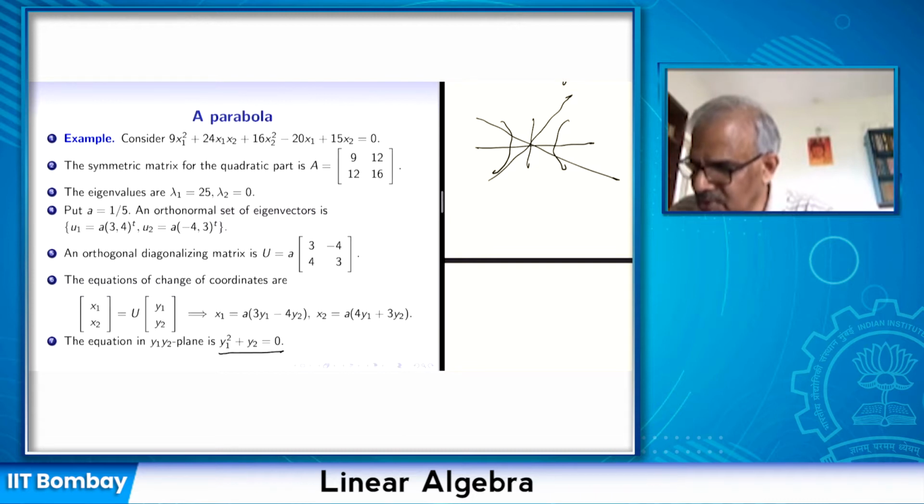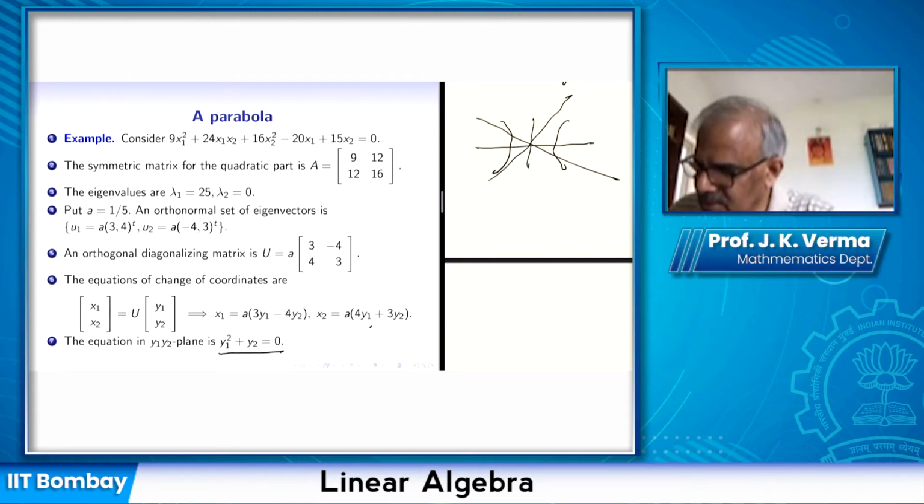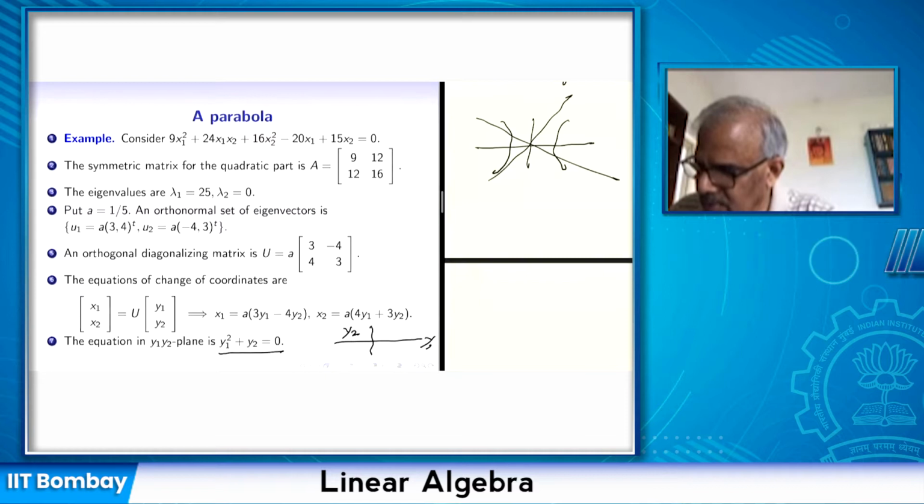Yeah. So in the y1 y2 plane, this represents a parabola, right? This represents a parabola. So y2 is always negative. y2 equal to minus y1 square. So this represents a parabola of this shape in the y1 y2 coordinates, and y1 y2 coordinates have been obtained by multiplying x1 x2 by U inverse.